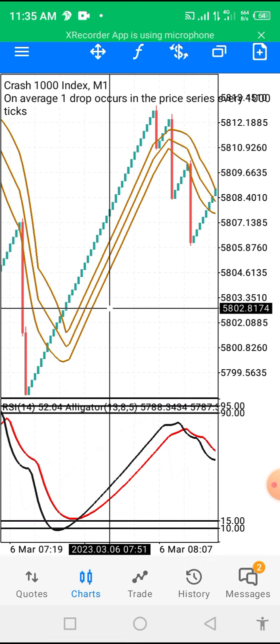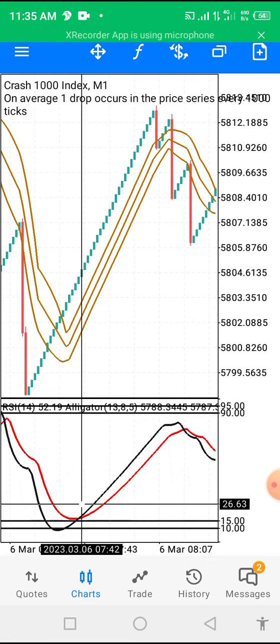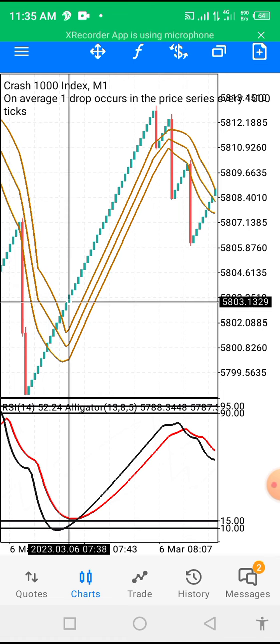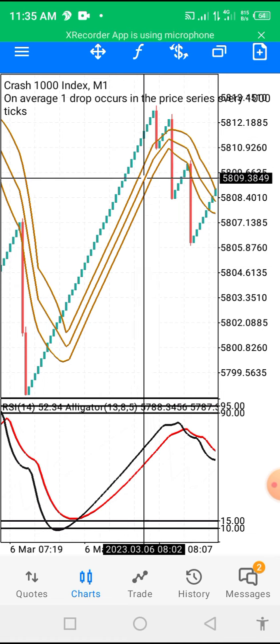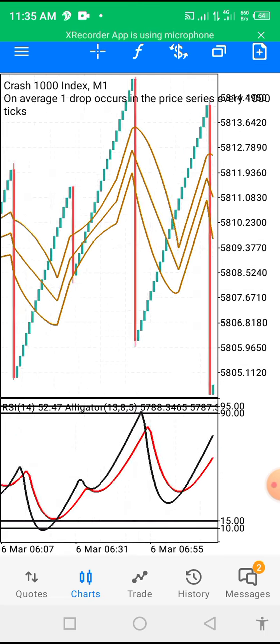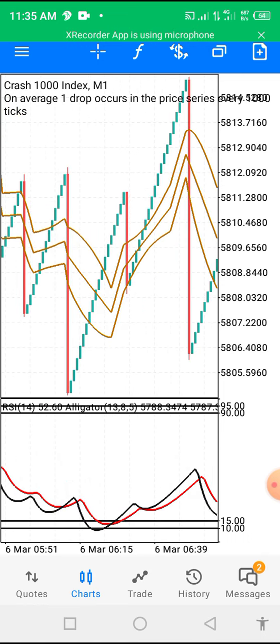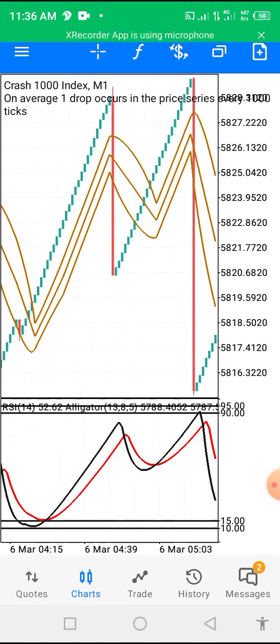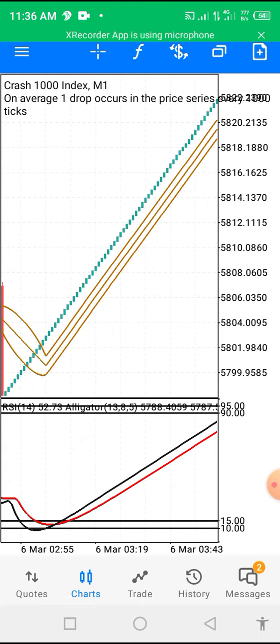As you can see here, guys, there was a crossover here below level 15, and there was a crossover here, and you can see we had as many candles here. Okay guys, you can still go back. As you can see, it's been happening like that, guys.